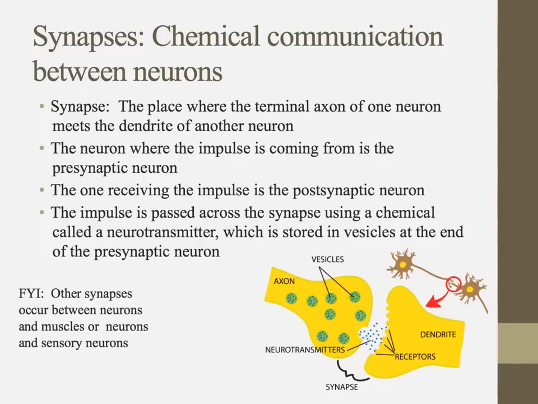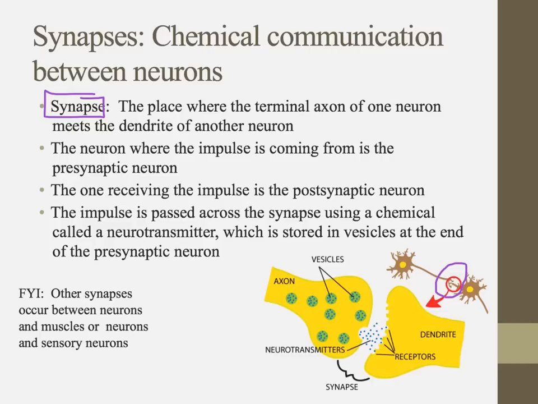Now, what happens when we make it to the end of one of those axon terminals? Well, then we get to a problem, right? So this nervous impulse has to be able to jump from the axon terminal of one neuron to the dendrite of another across a space that we call a synapse. So a synapse is the place where the terminal of one axon meets the dendrite of another neuron.